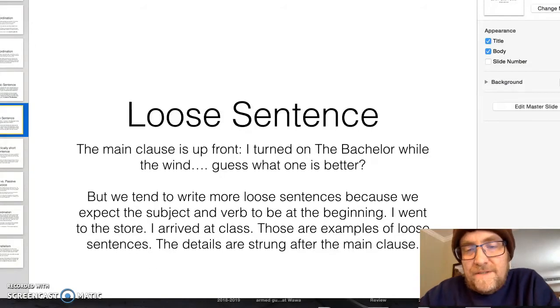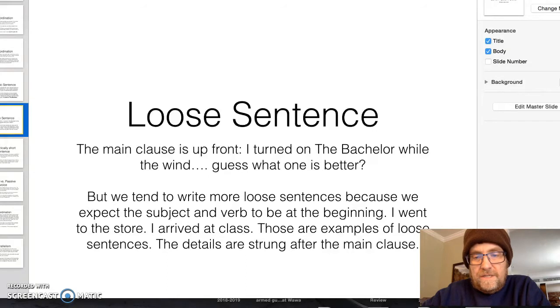The most common type of sentence is the loose sentence, where the main clause is up front. For instance, I turned on the bachelor while the wind, blah, blah, blah. Which one is better? Of course, the periodic sentence is better in that situation, because loose, it just seems ridiculous, right? But we tend to write more loose sentences because we expect the subject and verb to be at the beginning. I went to the store, I arrived to class. Those are examples of loose sentences. The details are then strung after the main clause. All right, we got that?